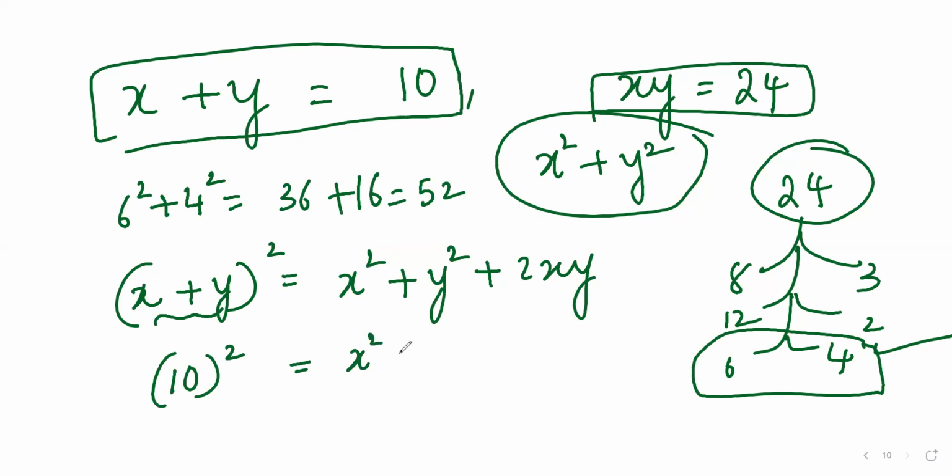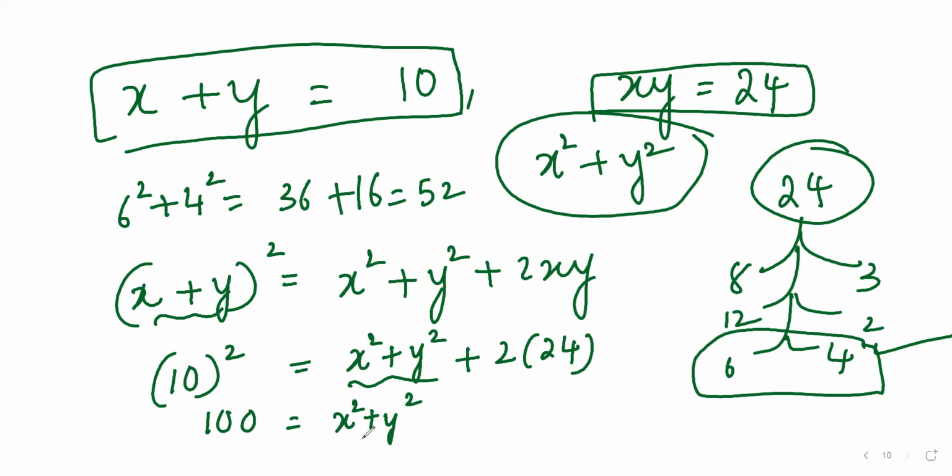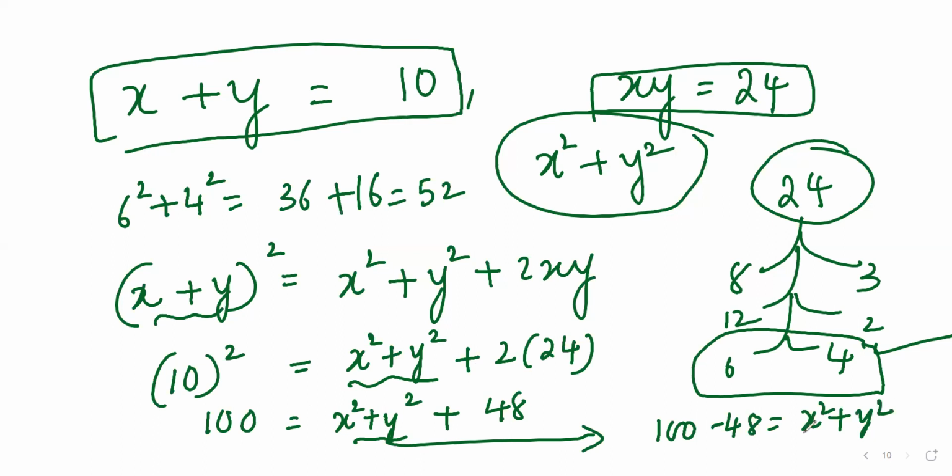So x square plus y square, I don't know. I need to find that out. And 2 into x into y, that's given, it's 24. 10 square is 100, which is x square plus y square plus 48. So you can say 100 minus 48 is x square plus y square, which is 52. Got it? So I think we have covered different types of problems related to your algebra part.